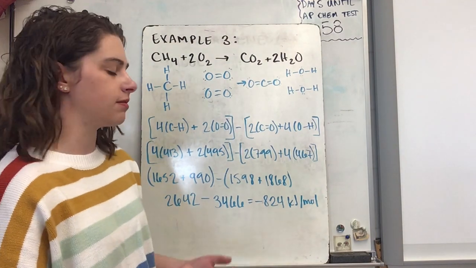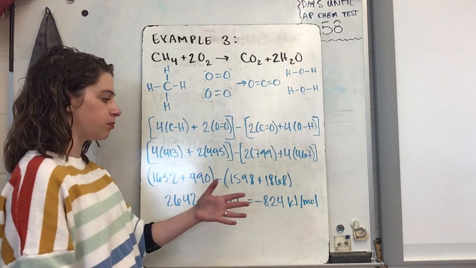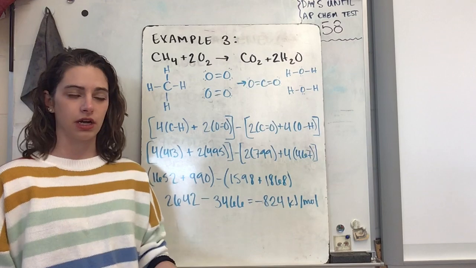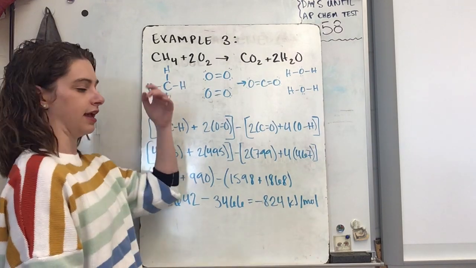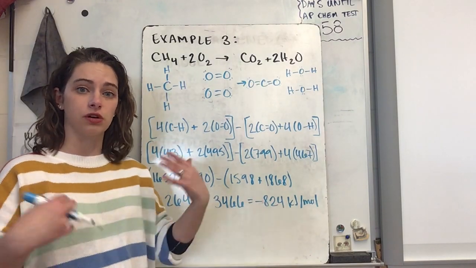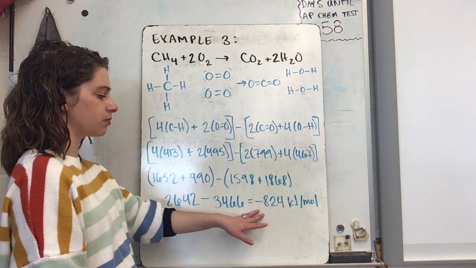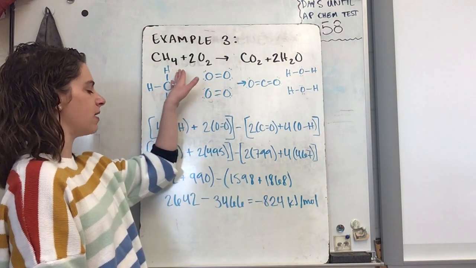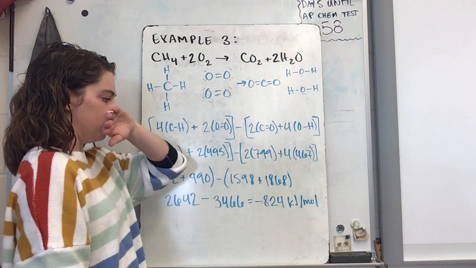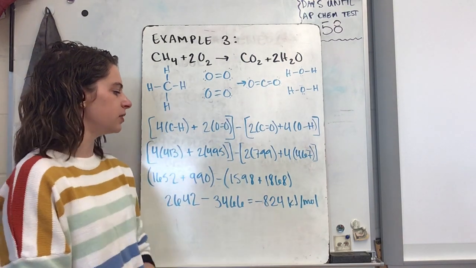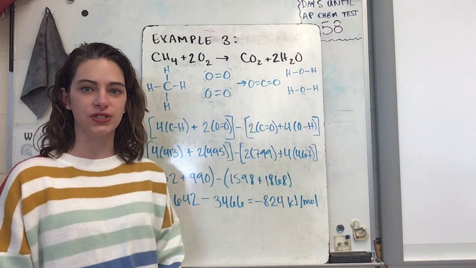So if I wanted to do some analysis on this answer, the negative is important because the negative tells me this is exothermic. It's what we'd expect. We're burning methane. Typically, if we're burning things, it's exothermic because we get energy out. So our number supports that. For every 1 mole of methane we react, we get 824 kilojoules of energy.